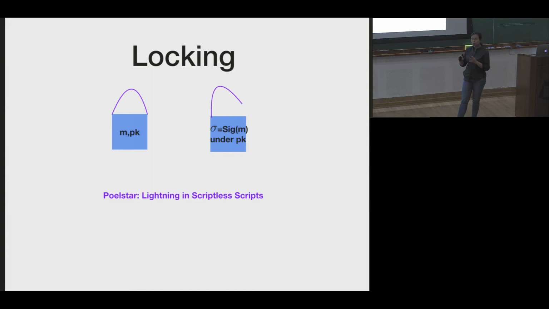So what do I mean by create and open? It is something like this. If I have to spend this coin, I have to create a signature showing that I am the one who is allowed to spend.